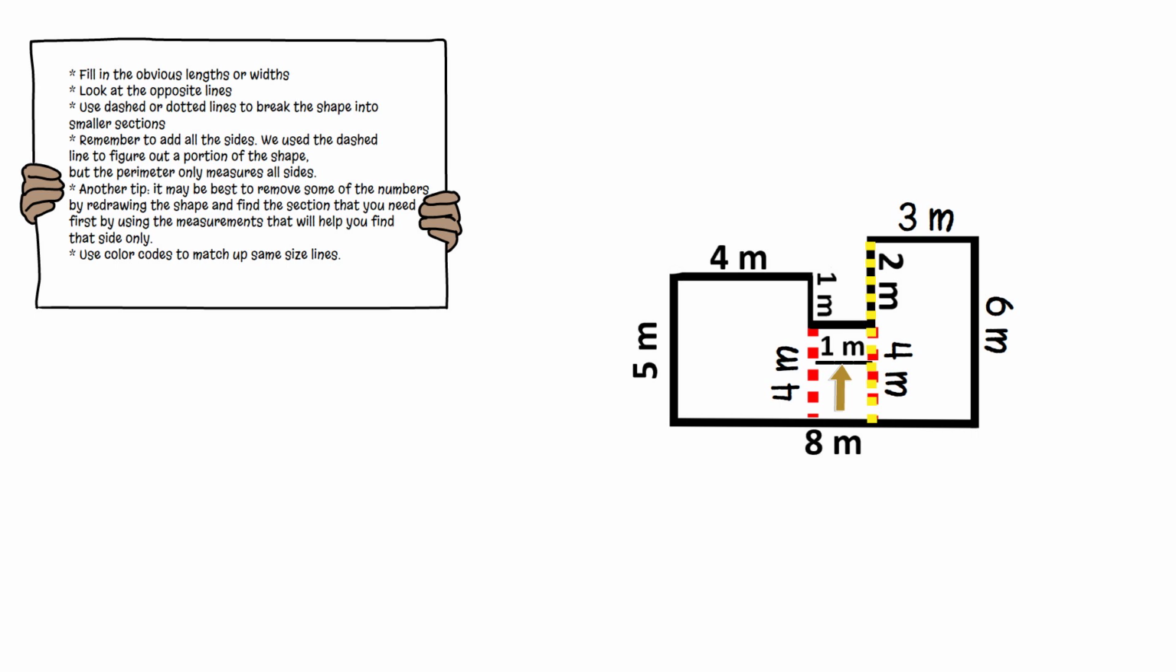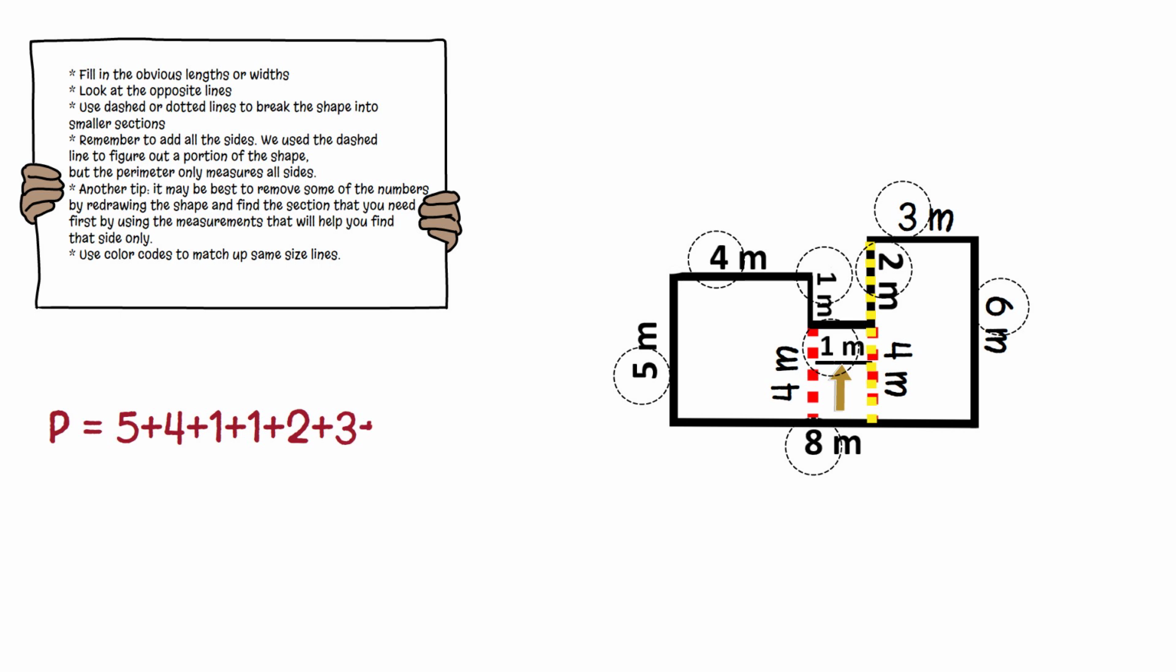Now that we have all sides, let's add the numbers to find the perimeter. 5 plus 4 plus 1 plus 1 plus 2 plus 3 plus 6 plus 8. So the perimeter is 30 meters.